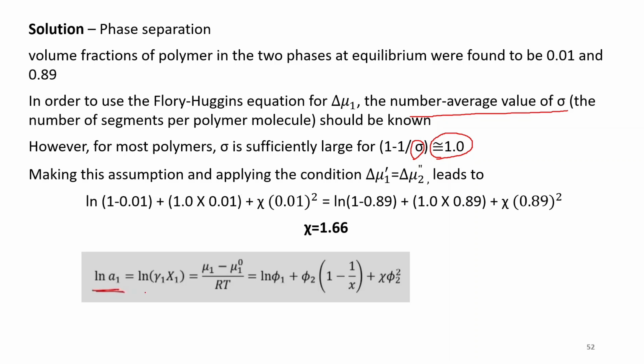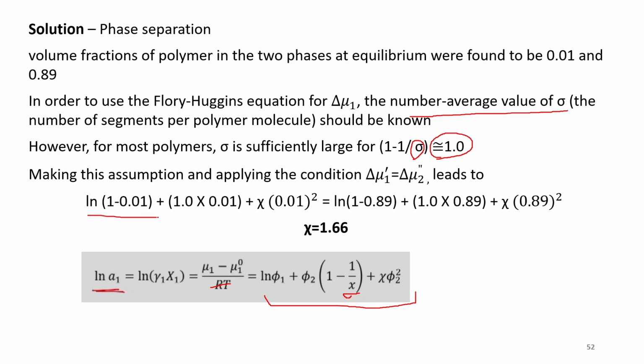And then, since delta mu1 equals delta mu2 is there in the equation, we can put both sides equal. RT will be cancelled from both parts, right? Because RT on the left hand side will cancel with RT on the right hand side. So ln phi1 plus phi2 times 1 minus 1 upon x, which is nothing but sigma here, plus chi phi2 square, right? So we can just equate both of these values.